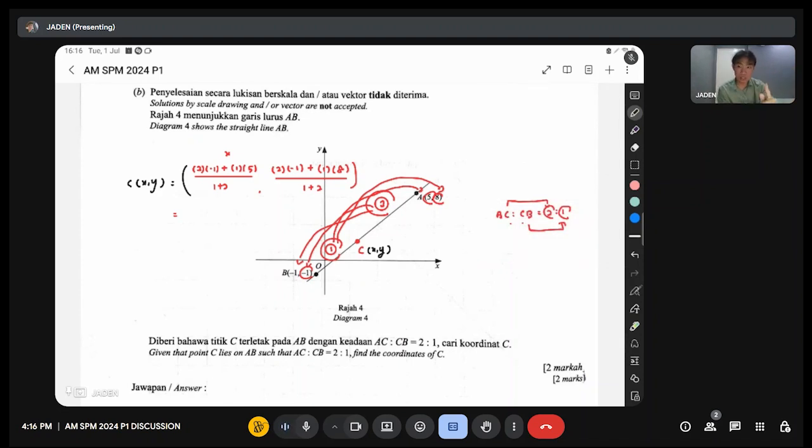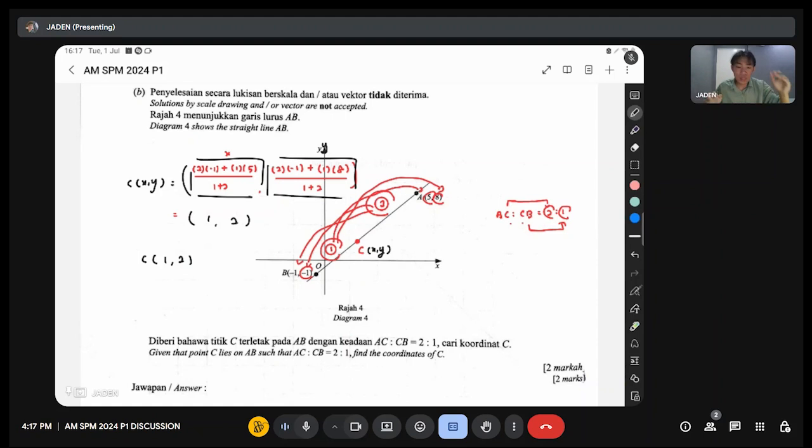Because if not mistaken, you're going to get a final answer. By calculating this, you should get 1, a whole number. By calculating this part, this is for Y, you get 2 as a result. So your C coordinate eventually is 1, 2. And there you go, another 2 marks.